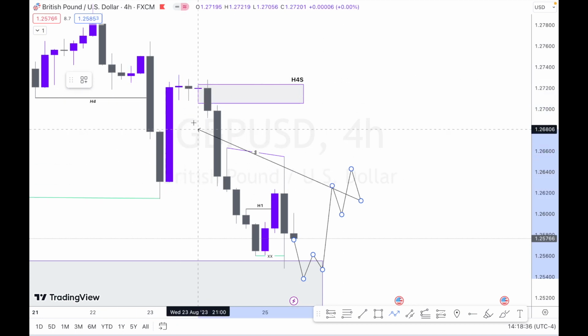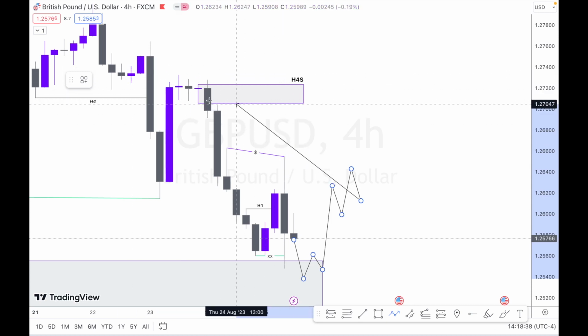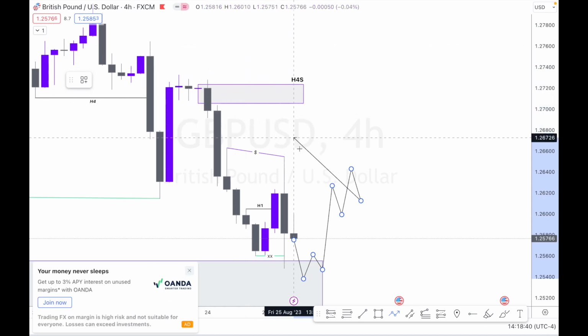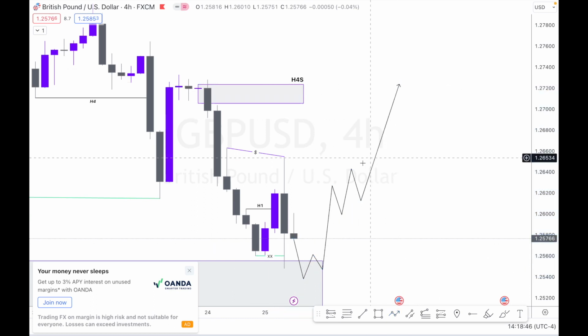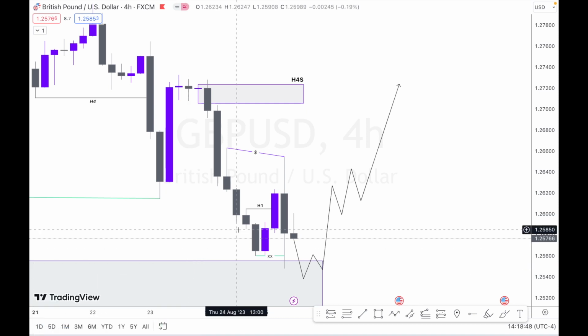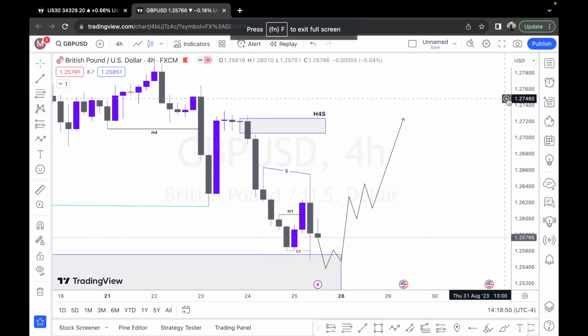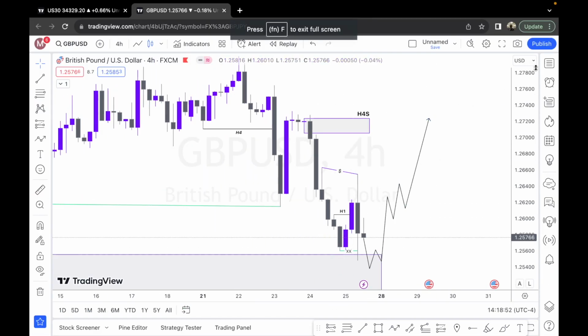So it's tricky. But regardless of which zone it wants to go, I am looking to buy from this area right here up into up here. So I'm kind of bullish, I'm looking for buys on GU. I am definitely looking for buys on GU.